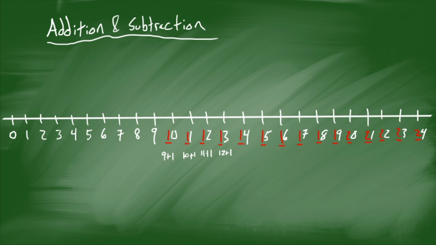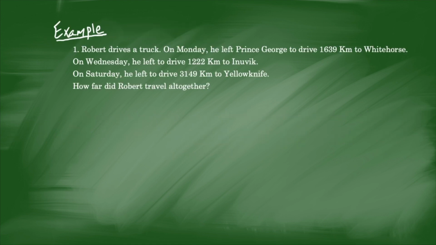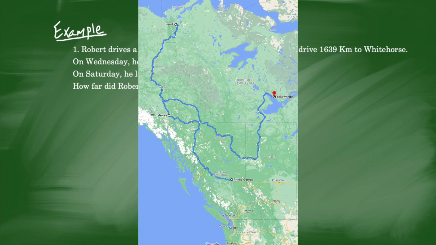Subtraction also must account for this decimal system. Let's do some examples. Robert drives a truck. On Monday, he left Prince George to drive 1,639 kilometers to Whitehorse. On Wednesday, he left to drive 1,222 kilometers to Inuvik. On Saturday, he left to drive 3,149 kilometers to Yellowknife. How far did Robert travel altogether?